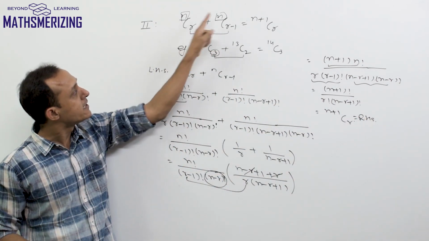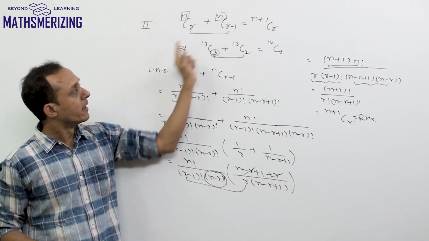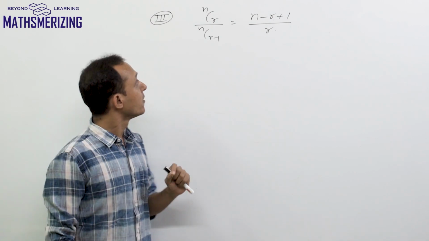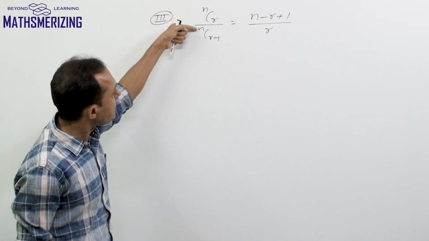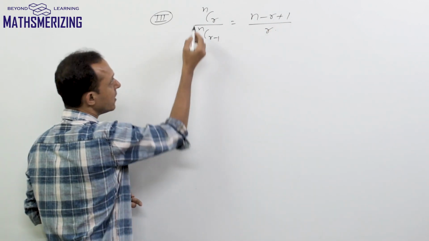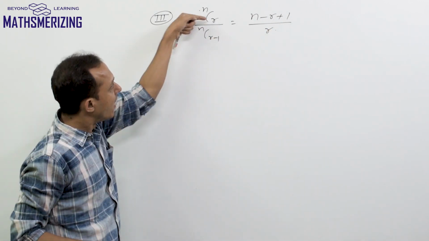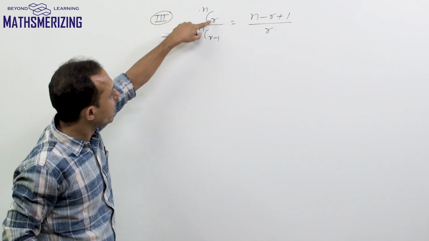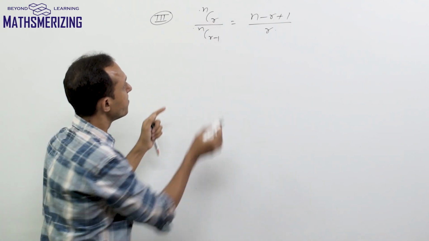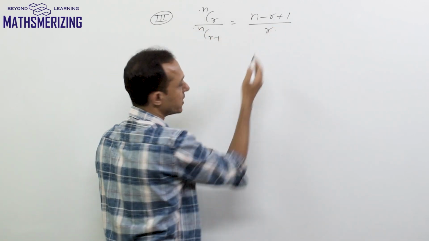So if we have n same and r differs by 1, we can write it as n plus 1 CR. Now the third property of binomial coefficients is NCR upon NCR minus 1. It is n minus r plus 1 upon r. So here again n is same and r differs by 1, and the expression in the numerator is r, and here it is r minus 1. So I'll simply write n minus r plus 1 upon r.